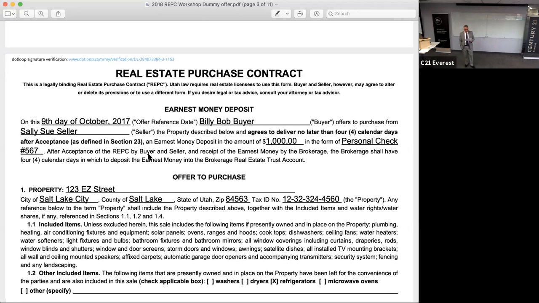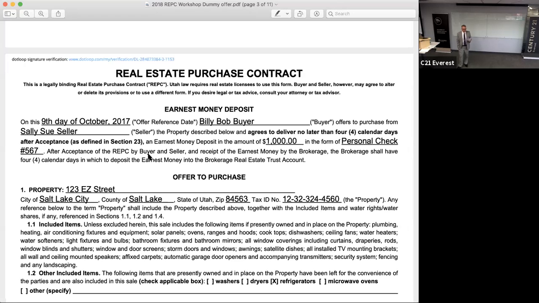And then what about in the form of personal check number 567? Any concerns there? I'd rather have it be a cashier's check, but you don't need to put a number there. Okay, good. So David's saying we don't need to put the number. Marissa's saying that she'd rather it be a cashier's check, which I would probably agree with you on that.